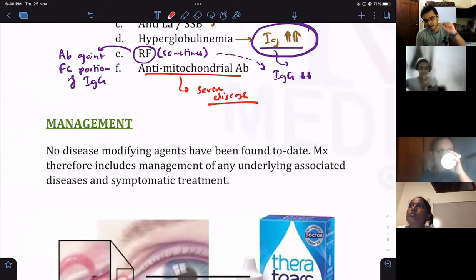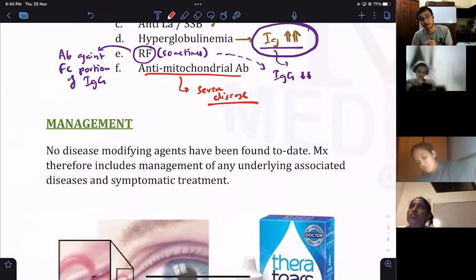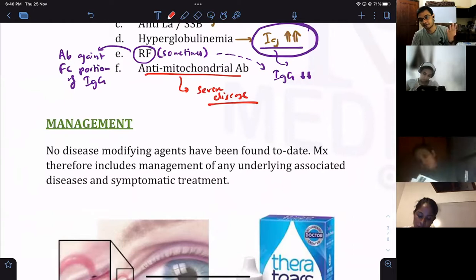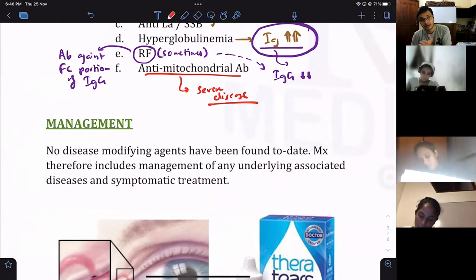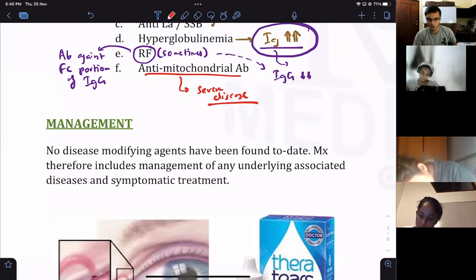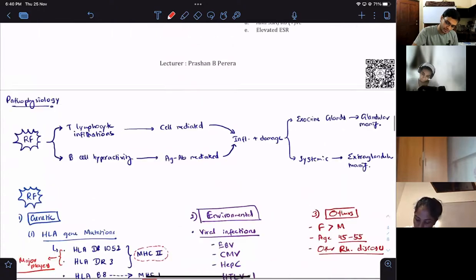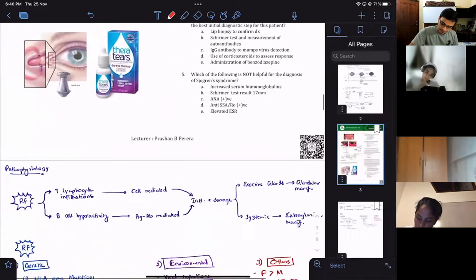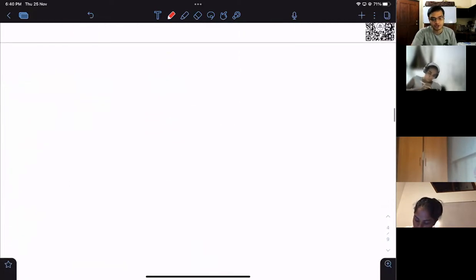Therefore, what is the treatment, guys? You manage any underlying secondary cause, as we said. We can have underlying associated illnesses like SLE, scleroderma, rheumatoid arthritis. You manage those underlying causes. And for Sjogren's, it's basically symptomatic management. How do we do this? Let's take a look here, guys. Symptomatic management of Sjogren's.